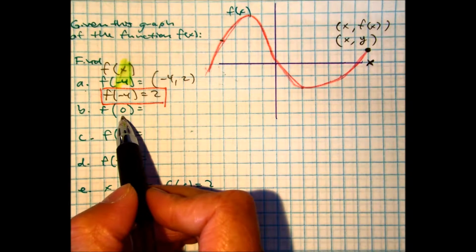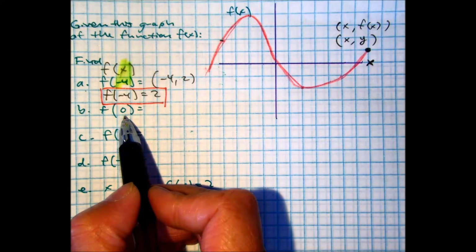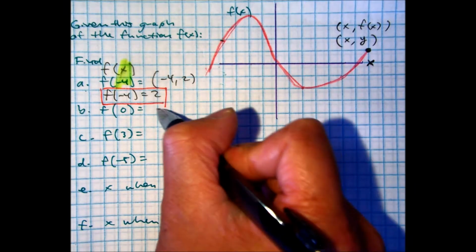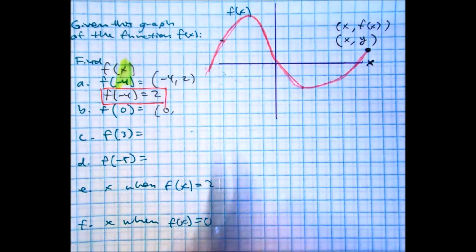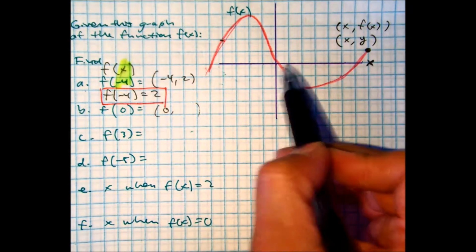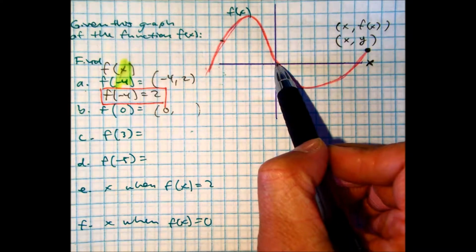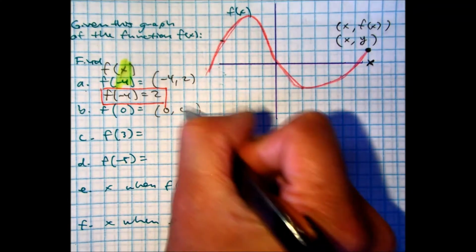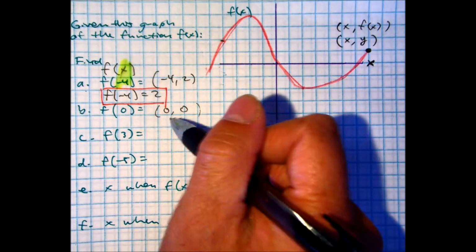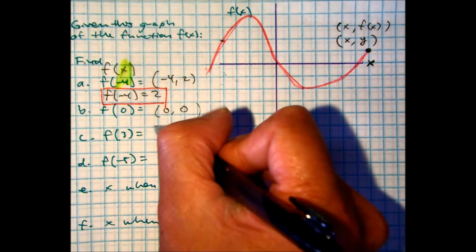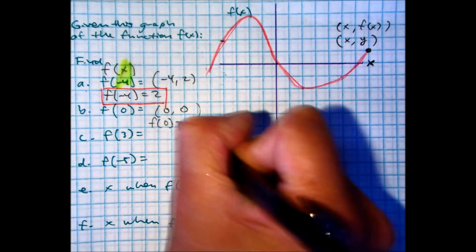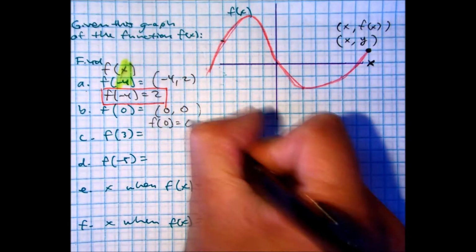Try f of 0. It's really the ordered pair 0 comma. So if I go to my x-axis at 0, class, what's our y value? 0. How do you write that in function notation? f of 0 equals 0.